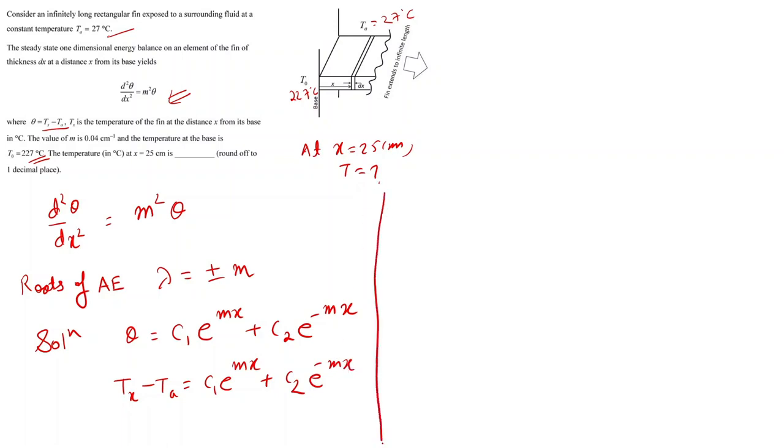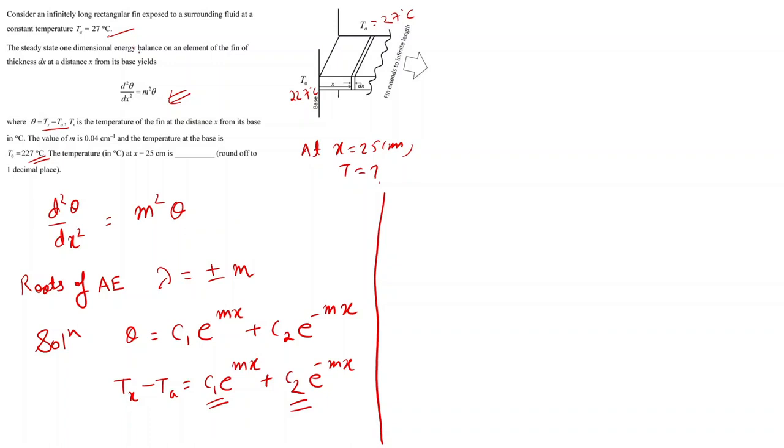Now we need to find the values of the constants C1 and C2 so that we can get the temperature profile by using the given conditions. The first condition that we have been given is: consider an infinitely long rectangular fin exposed to a surrounding fluid at a constant temperature of Ta equal to 27 degrees Celsius.